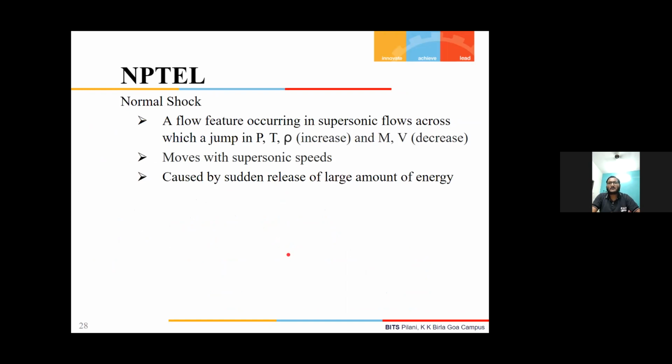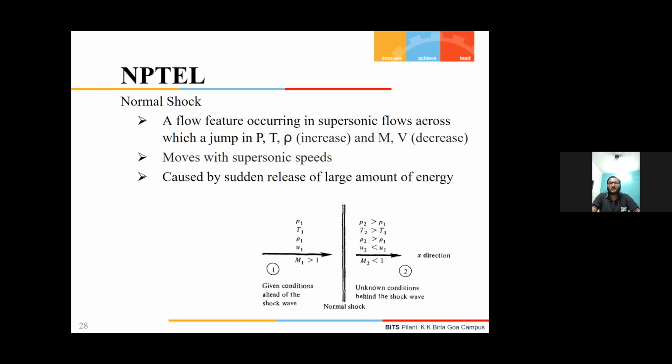Another thing that we studied was the normal shock. It is a flow feature occurring in supersonic flows, in which there is a jump in the pressure, temperature, density, Mach number and velocity. These normal shocks travel at supersonic speeds and are caused by a sudden release of a large amount of energy. Here we can see how the conditions behind the shock wave differ from those ahead of it: pressure, temperature, and density have increased, while the velocity and Mach number have decreased.